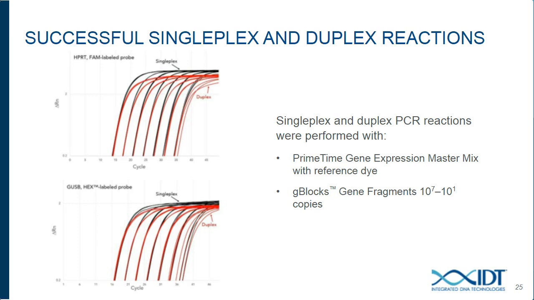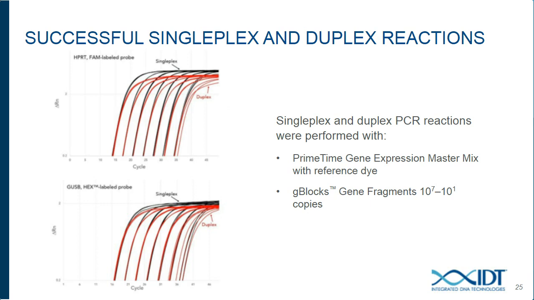So our singleplex fluorescence in our HPRT1 assay is a little bit higher than what that same assay is when run in duplex. Similarly, we see that same trend with GUS-B. GUS-B singleplex fluorescence is greater than the fluorescence from that same GUS-B assay when multiplexed with the HPRT1 assay. What is important is that our CQ values remain constant, either in that singleplex or multiplex format.